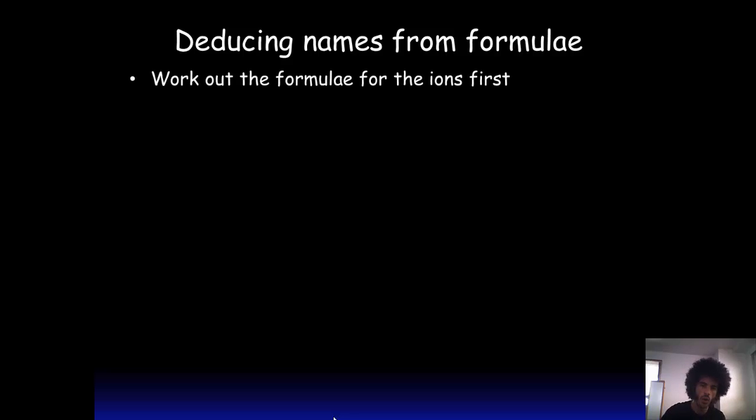Okay, let's do the final thing. Now the final thing we're going to go through is deducing the names from formulae. When you're deducing names, again, work out the formulae from the ions first. As an example, let's do Li2S. Now if I think of lithium, lithium's in group 1, so it is always going to do Li+. Now because the name doesn't change for metals, I'm just going to write lithium.